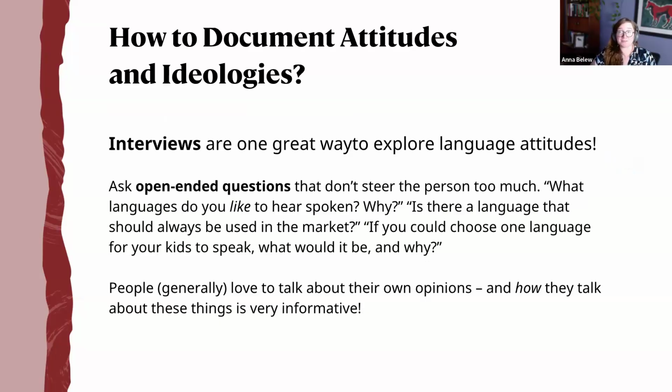But interviews, once you want to move past observation and start talking to people, interviews are a fantastic way to start exploring language attitudes. And this is quite different than a survey, right? With interviews, you generally want to ask pretty open-ended questions. You don't want to point the person towards what they think is like a right answer. Because a lot of people, they just want to be helpful. They want to tell you what you want to hear.